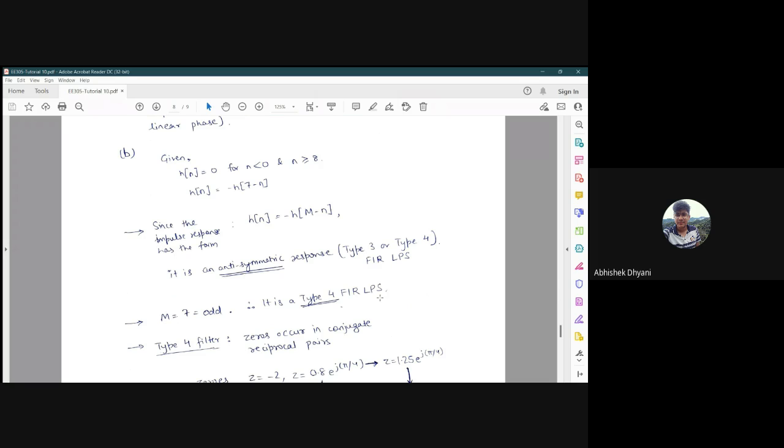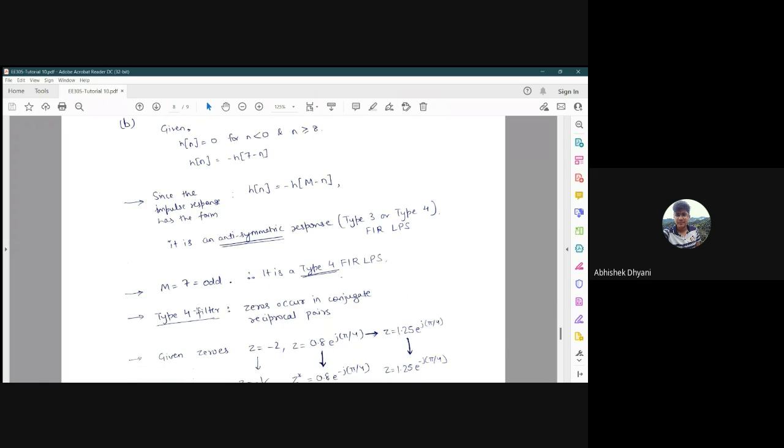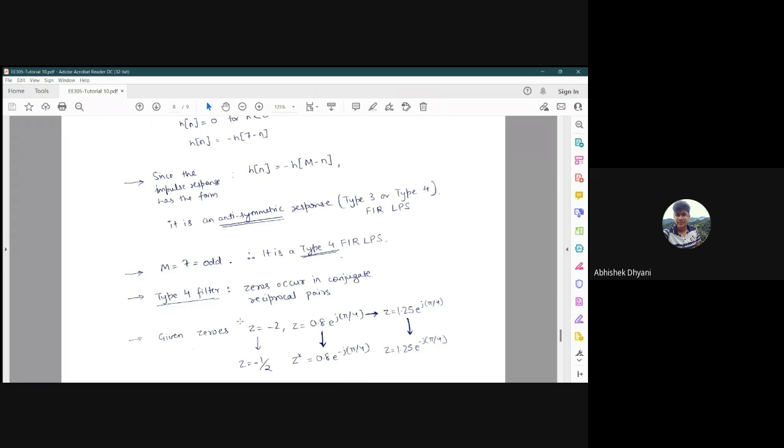Now we consider the properties of a type 4 filter. So the properties are that the zeros occur in conjugate reciprocal pairs. So that means that since it is given to us that z is minus 2, obviously its conjugate is z is minus 2 only. So that is out of question. Another case is its reciprocal, which will be at z is equal to minus 1 by 2. So we have got from this one another location of zero. And we have also been given that z is equal to 0.8 e raised to the power j pi by 4 is one of the zeros.